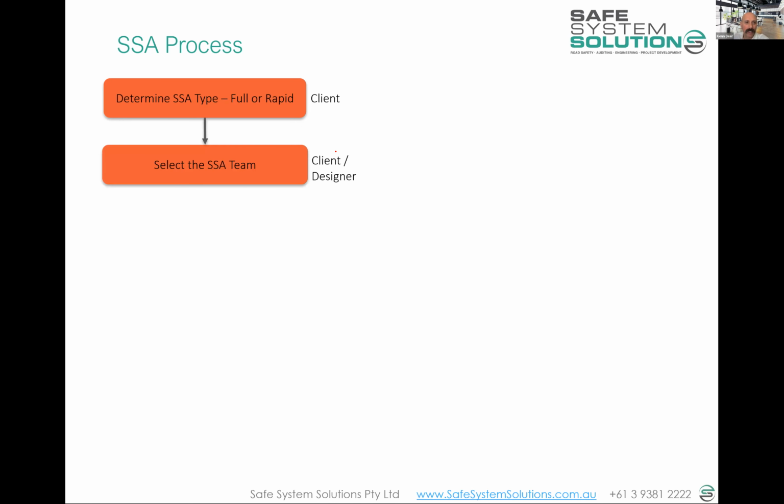And there might be policies and things to help them make the decision. Then the team is selected. Who's going to do this safe system assessment for us? Who has the appropriate skills to do this and the like? And so they're choosing the team.